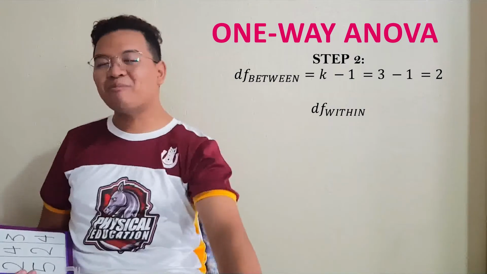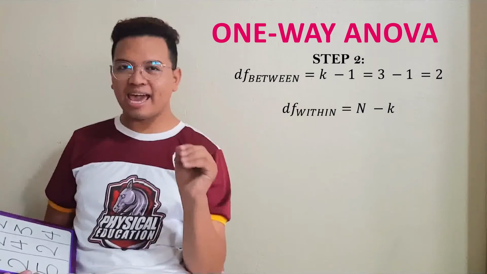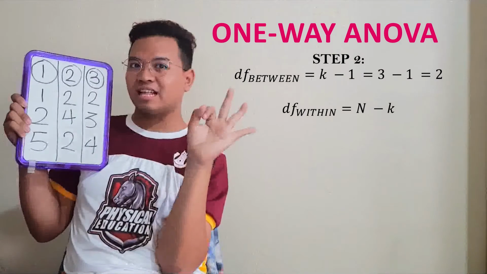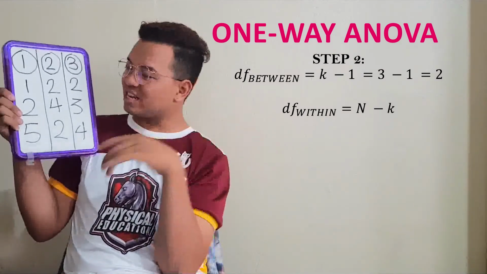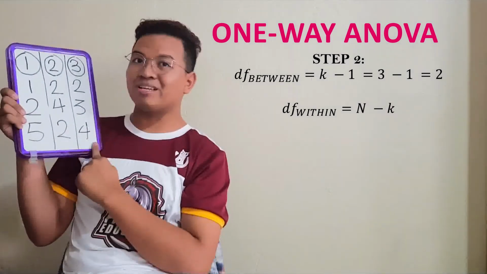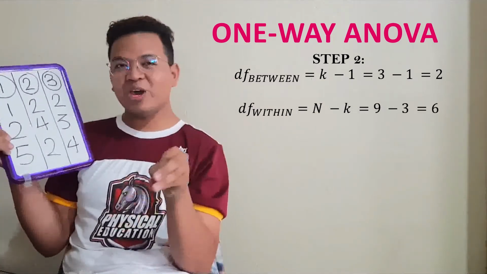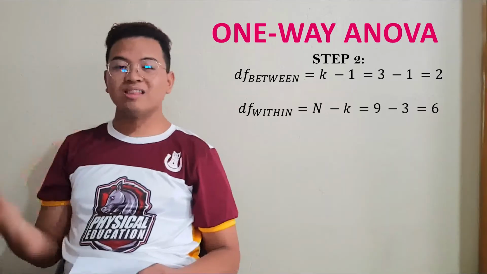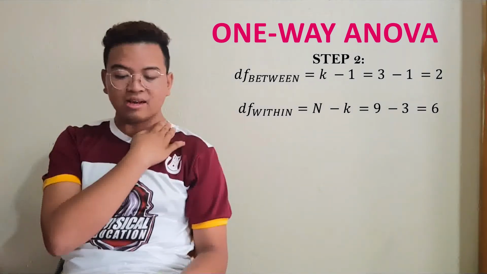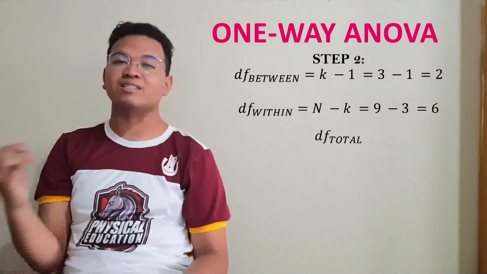So degrees of freedom within naman, meron tayo dito formula na n minus k. Kanina, yung k, kung paano natin nakuha is ito, tatlong counter, so 3. While yung n, para makuha natin siya, is bibilangin lang natin lahat nung nandito sa table. So 3 plus 3 plus 3 equals 9. So n minus k, or 9 minus 3, is equal to 6. So yun yung degrees of freedom within. Next, pagkatapos natin makuha degrees of freedom between and within, which is 2 and 6, total natin siya by simply adding it. So, 6 plus 3 equals 8.